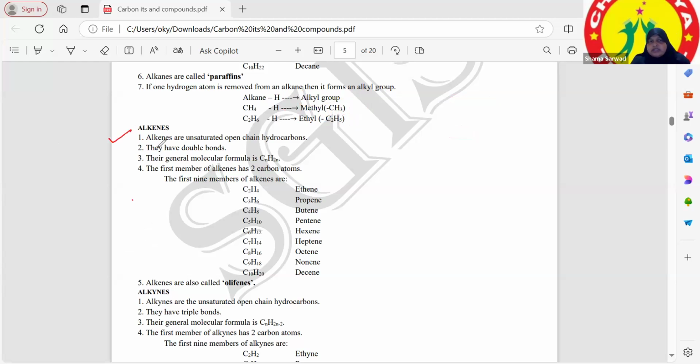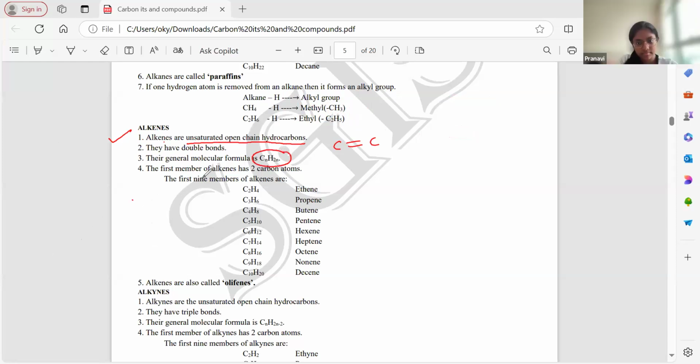About alkene, what is given? Alkenes are unsaturated open chain hydrocarbons. Means they contain what? Carbon-carbon double bond. Right? Its general formula is CnH2n. This I also gave you earlier. The first member of alkenes has 2 carbons, because if a carbon-carbon double bond needs to form, then at least 2 carbons are essential, isn't it?